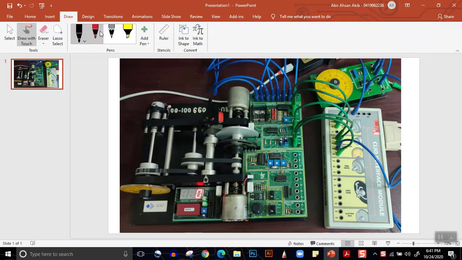Hello everyone. The target that we have in this lab is to acquaint you with the different types of theories that you'll be reading in your theory class, and we would like to show you the implications of the theory in practical life. So we will be doing it with the help of a servo system.